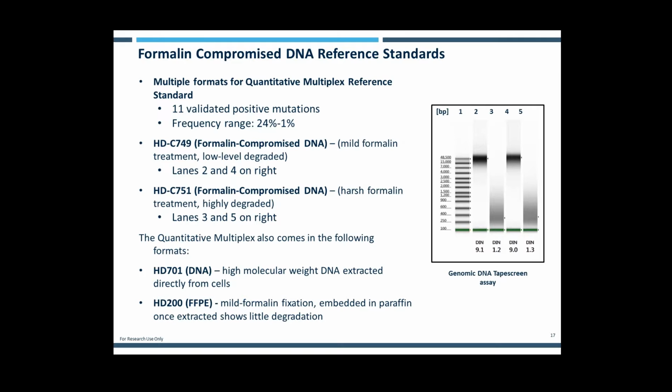And these standards have these characterized fragmentation patterns that you can see on the slide, and they've been quantified using the Qubit assay, which prevents overestimation that has been demonstrated to happen with the NanoDrop assay. And so we've targeted defined allelic frequencies, and with the comparison between the mildly treated sample and the severely treated sample, you can investigate the effect of formalin on the allelic frequency determination of your assay.